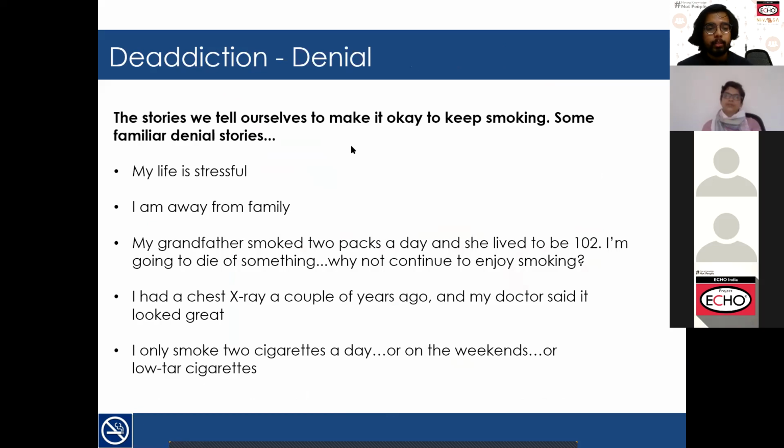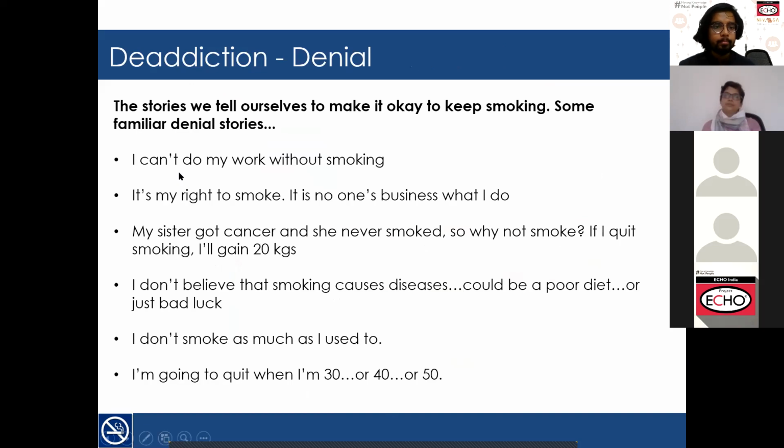Sometimes when the de-addiction program begins, workers tend to give reasons, saying my life is stressful, I'm away from my family, my grandfather smoked 2 packs a day and lived to be 102, and things like that. So these sorts of statements can be tackled while the de-addiction program is in progress.